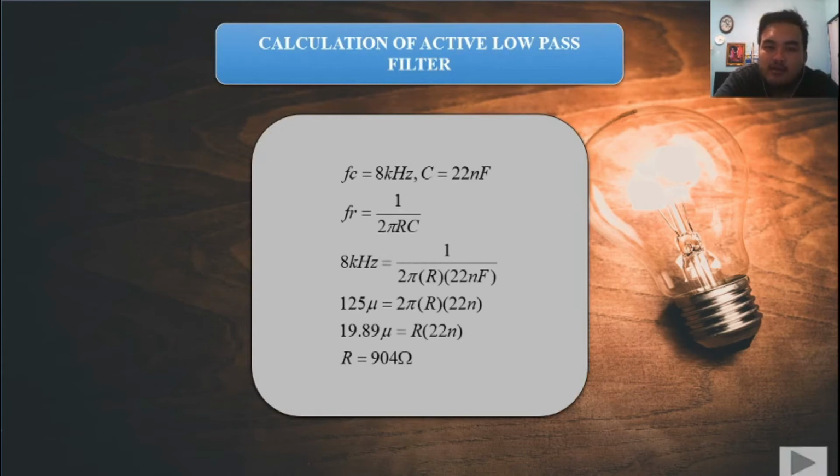This is the calculation for our active low pass, which we will require to achieve a frequency cutoff of 8 kHz, and we decided to use 22 nano for our capacitor. The formula for the frequency cutoff is shown as 1 over 2 pi RC, where we have inserted the 8 kHz value and the capacitor value, and in the end we got the resistor value of 904 ohm.